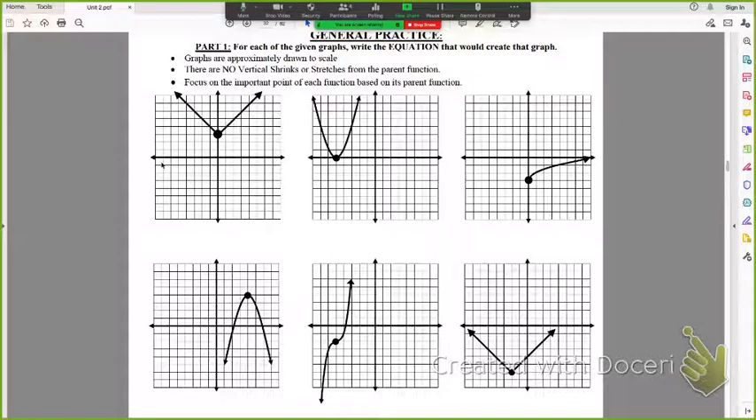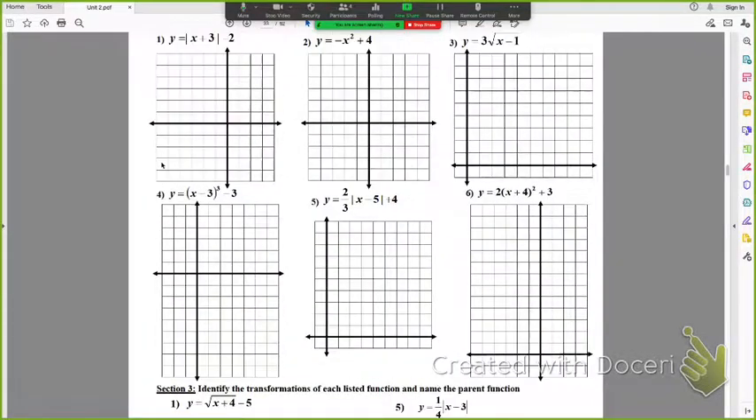122, 123, and 124, but on 122, I would like you to cross off this graphing section, 1 through 6 right there, okay? Because I have a page of graphing. Just cross off section 2 on 123, okay?